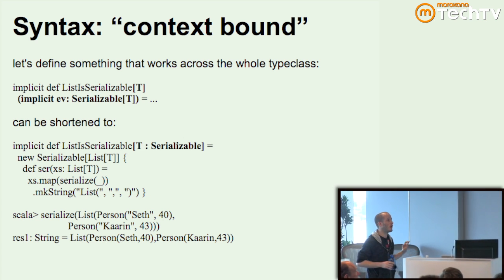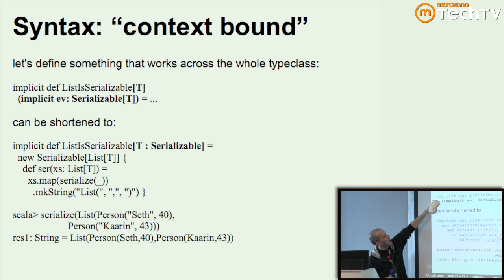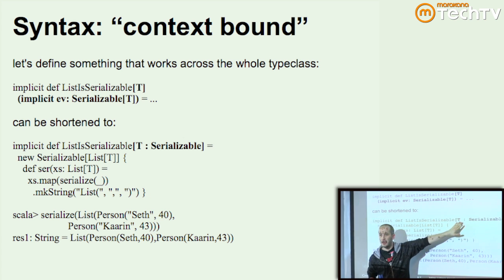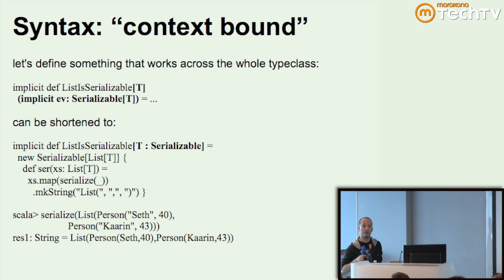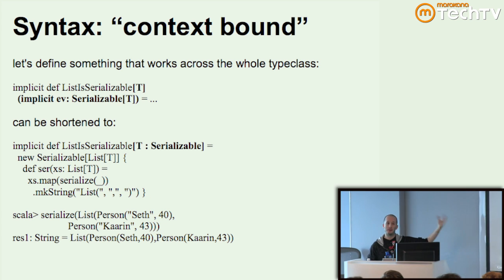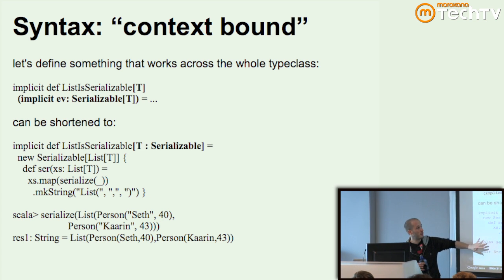We can refine this syntax a little bit if we like. Scala provides a shorthand where if you find yourself having to add these implicit parameter lists to many methods, you can shorten it by just putting a colon after the type and then saying what type of implicit you require for that type. So the example here is I have a method that knows how to serialize a list of any serializable type that we already have, and here's an example of using that on a list of people.